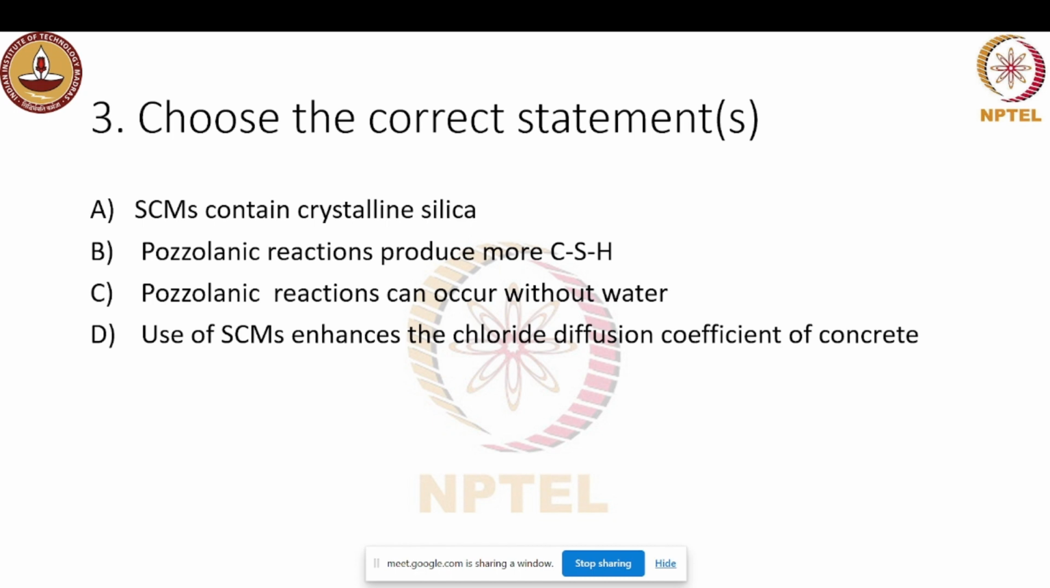Okay, so you know about chloride diffusion coefficient, right? When we are using SCM, we are saying our strength is increasing. How is our strength increasing? Because our concrete is more compact now, right? If our concrete is more compact, there are fewer chances that chloride will go inside the concrete. Yes, so it is a wrong statement.